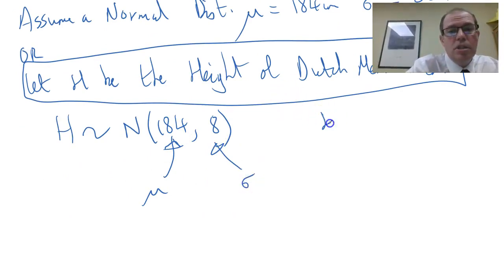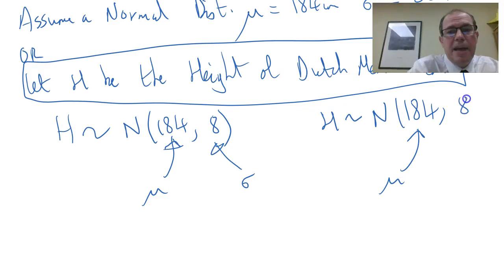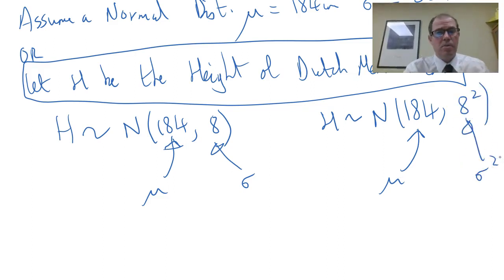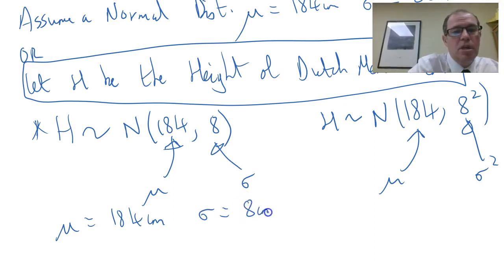In other courses, they may give the variance. So they may say h follows a normal distribution with a mean of 184 and a variance of 8 squared. And they always give the variance as something squared if you're in one of those courses. If you're doing it the second way, I would also recommend that you write down what mu and sigma are, just to be really clear so you know which ones you're doing. So that's the first thing.